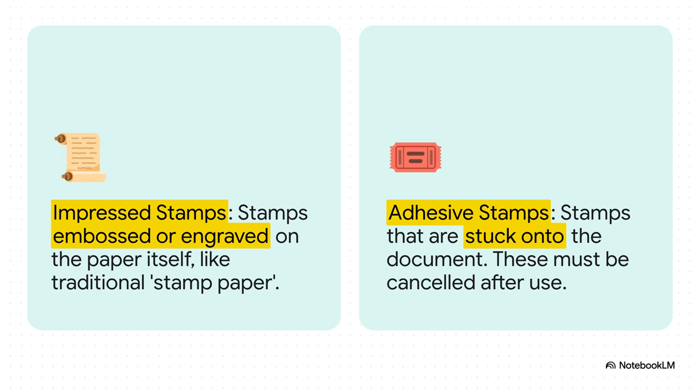First, you have impressed stamps. This is what we all think of as stamp paper. The paper itself comes pre-printed or embossed with the stamp. Then you have adhesive stamps, which are more like the little revenue stamps you stick on a receipt. They are physically different, and the law is very particular about which type you need for which document.